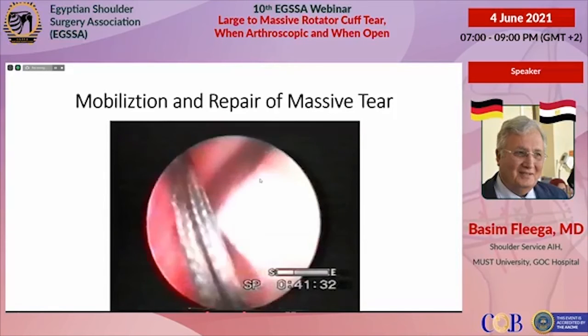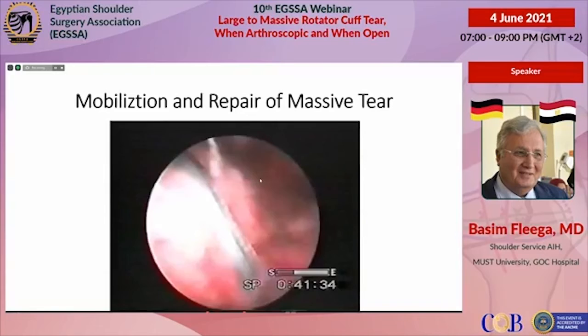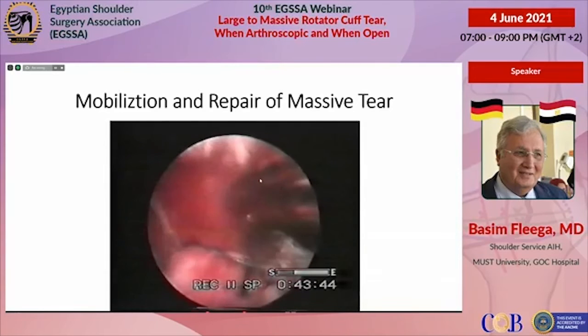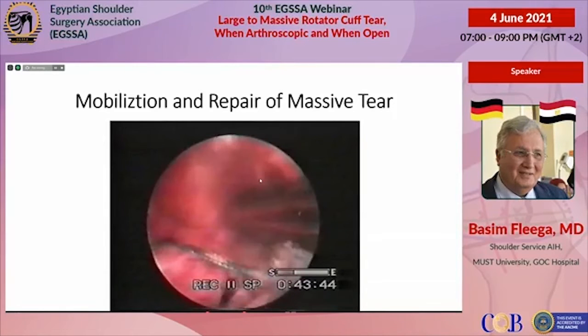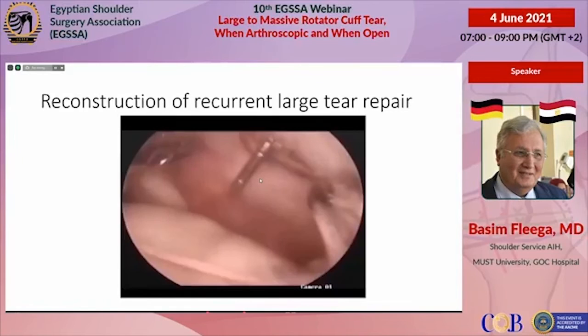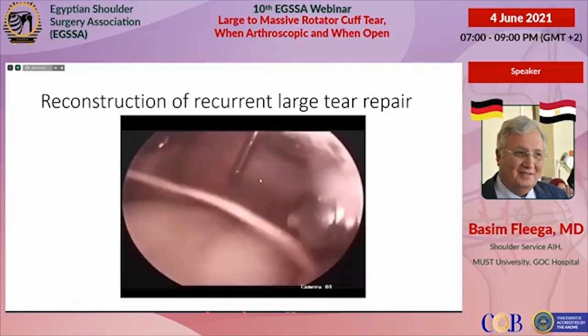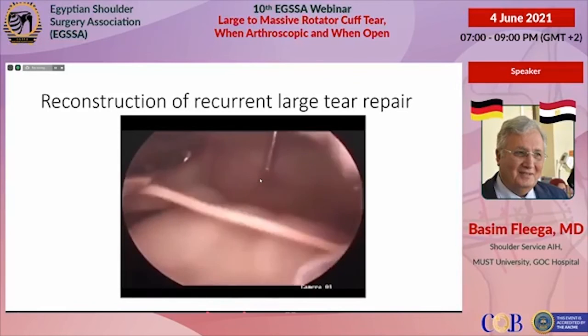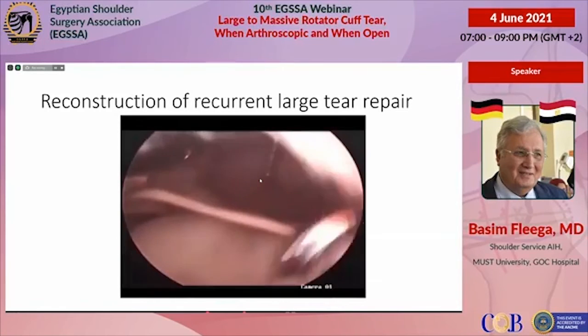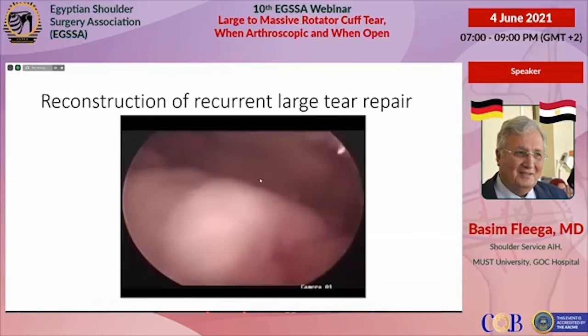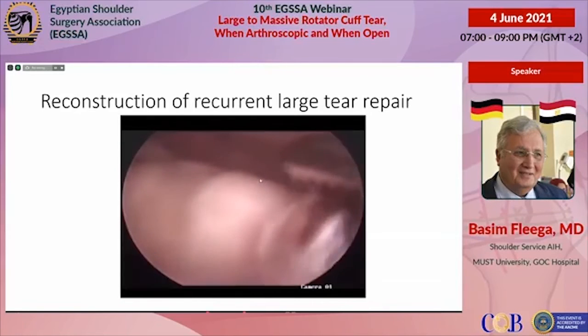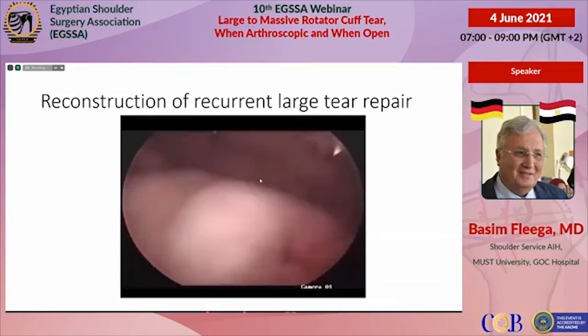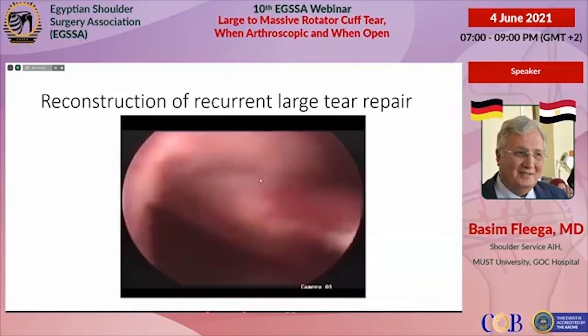So we place the suture through the tendon and through the bone, and then we tie the sutures. This case is one of the cases we did for revision. Here we see the old sutures and the anchor. We remove the suture and test if the anchor is inside the bone, deep inside, so we don't have to remove it, which is the case here.